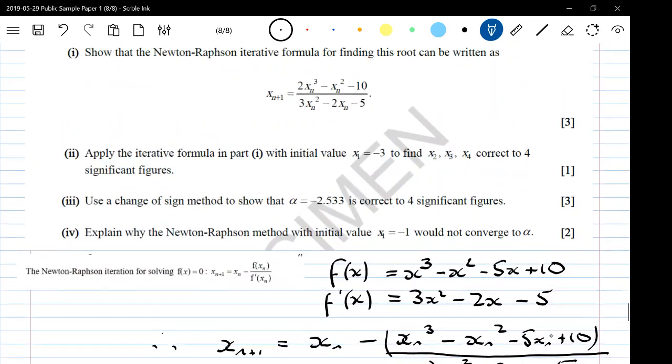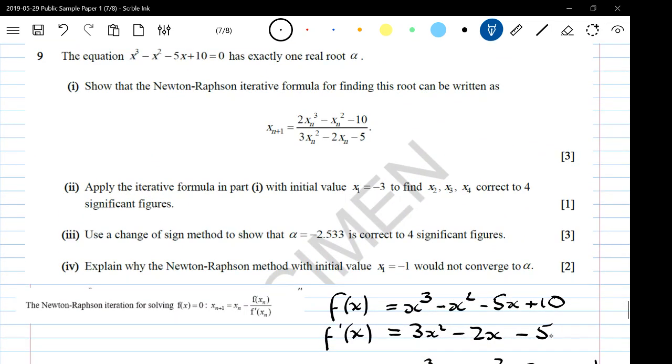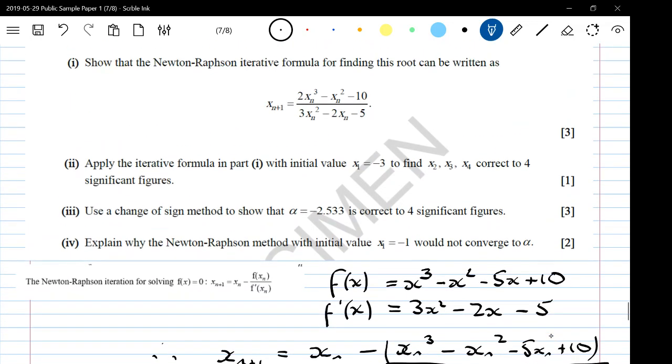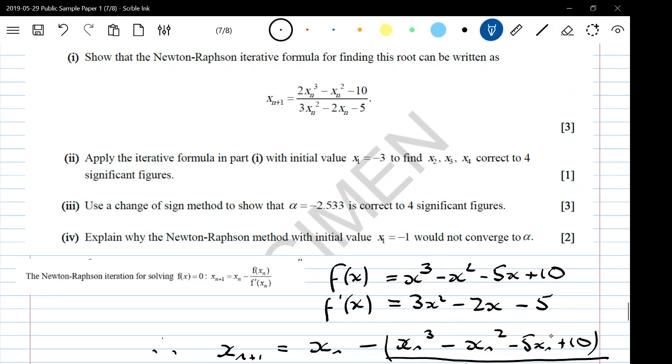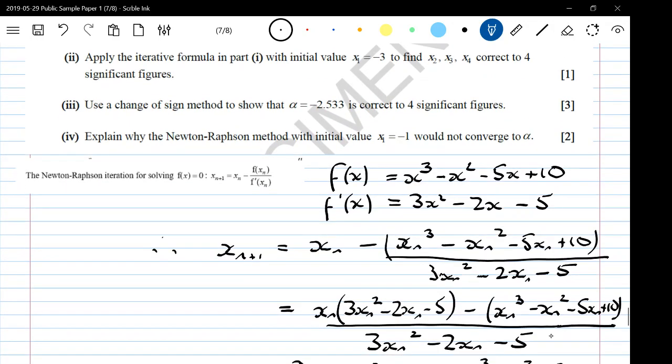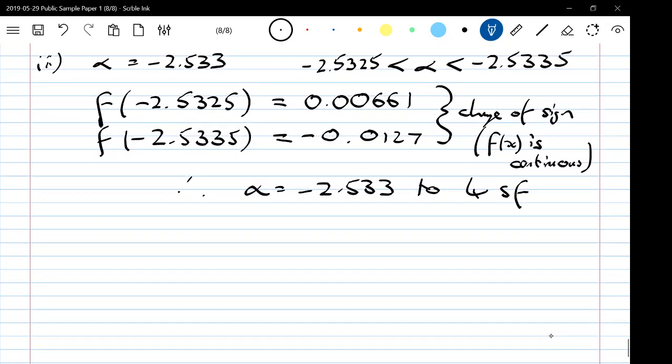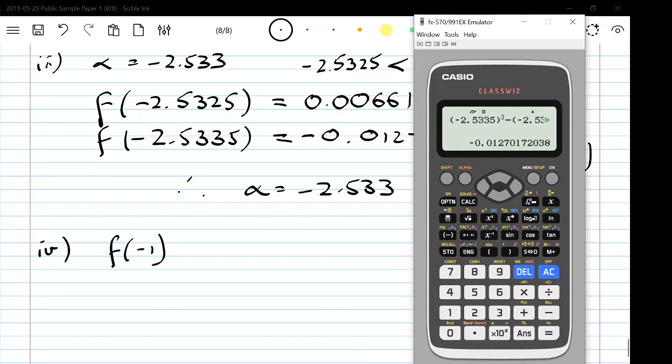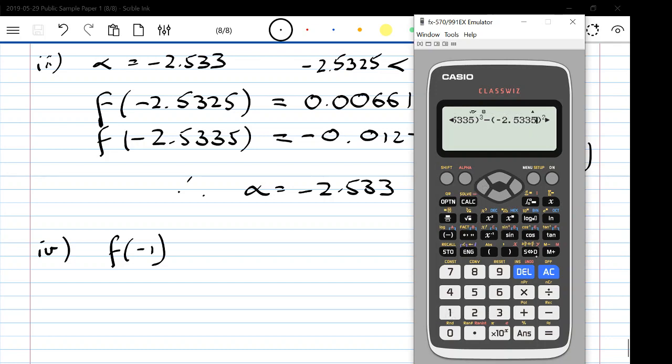Phew. Finally, the question says, explain why the Newton-Raphson method with initial value x equals minus 1 would not converge to alpha. So our Newton-Raphson, if we put minus 1 into that, well, let's have a look at what happens if we put minus 1 into various things there. So part 4, f of minus 1 is 13.